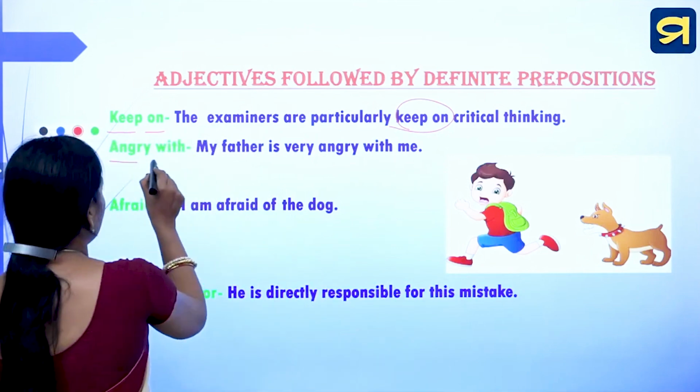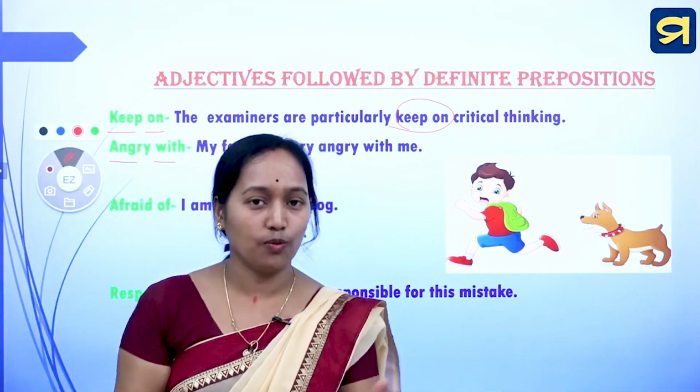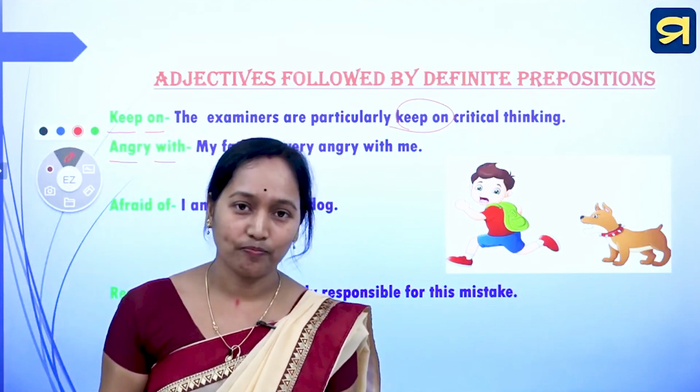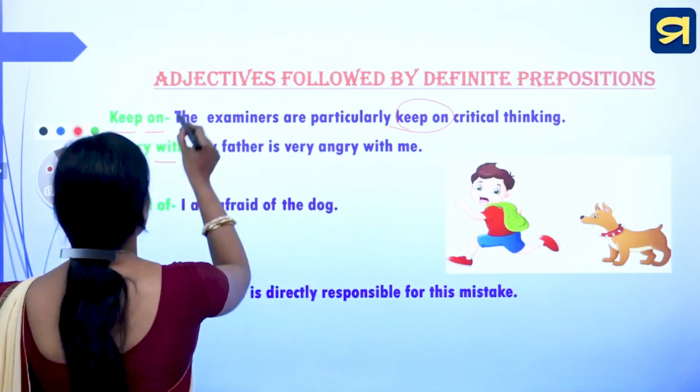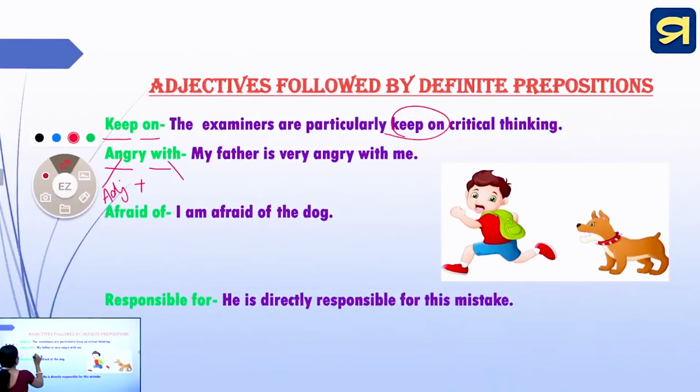Next, angry with. Students, when you do something wrong, your father at home, or my father, is very angry with me. Angry is your adjective, and with is your preposition. Next, afraid of. Afraid is an adjective and of is the preposition. So now you will make a sentence.